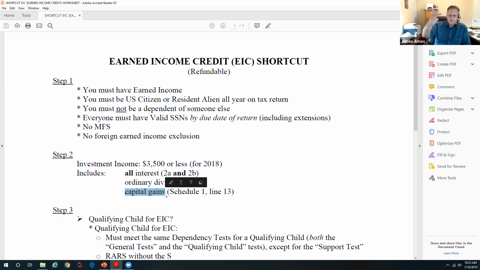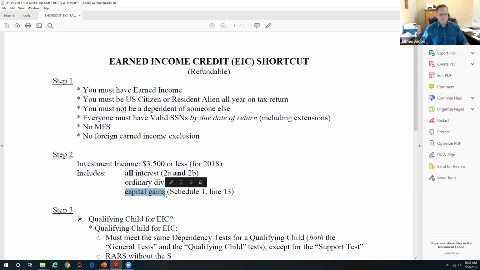Let's all say that together. Everybody unmute. We're going to do this as a group here. We're going to drill this into you. First one with me: all interest, then ordinary dividends, then capital gains. Okay, let's do it again. What is included in investment income? All interest, ordinary dividends, and capital gains.